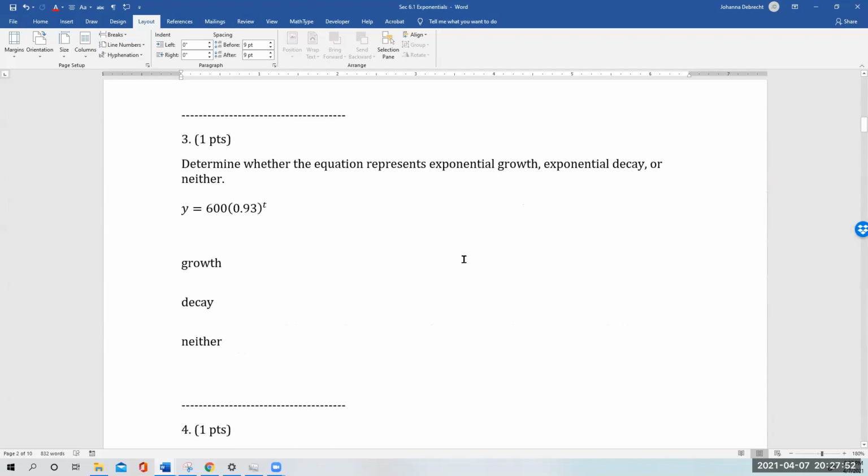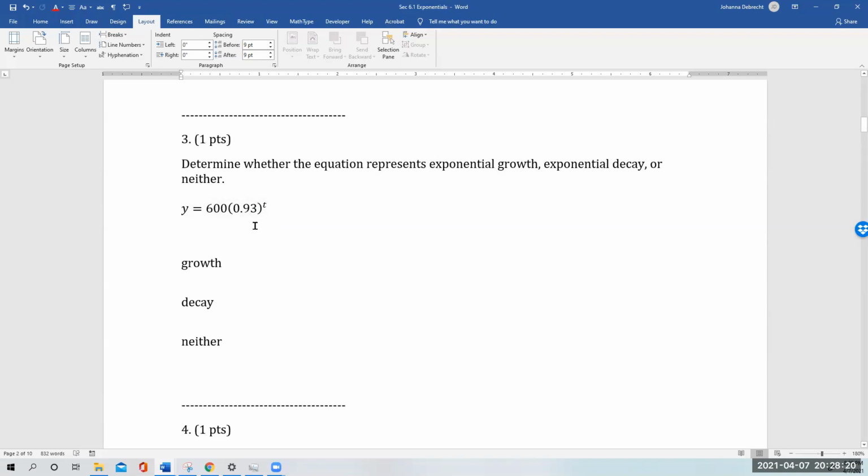In the next problem, it says determine whether the equation represents exponential growth, exponential decay, or neither one. When we look at this, we have 600 times 0.93 raised to the t power. The 600 looks like a large number, which might make you think that this is going to grow, but that's not what determines growth or decay. It's the base of this problem.